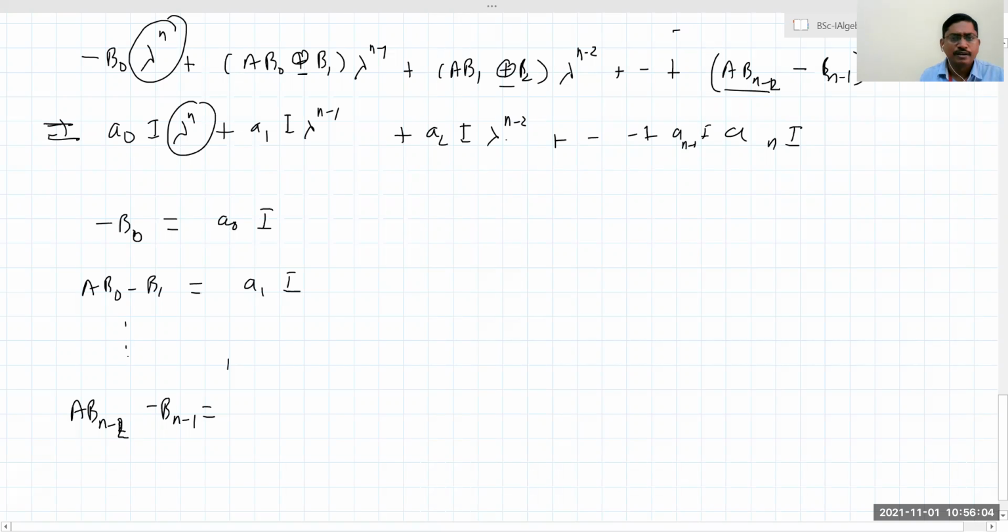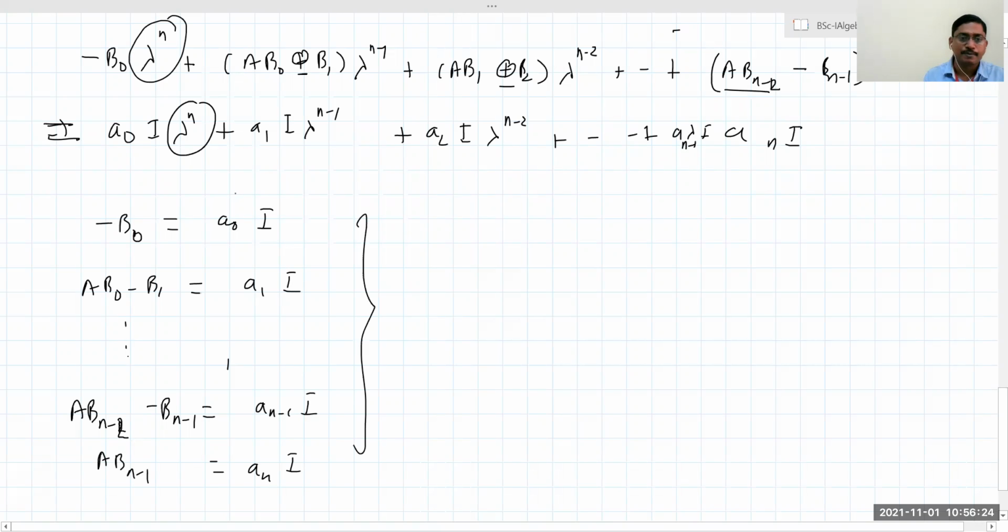and we are comparing the coefficients, so lambda is multiplied here. a(n minus 1) I, and the last term is A b(n minus 1), the last constant term. This is equal to a n I. So now for here, what coefficients do we need here?